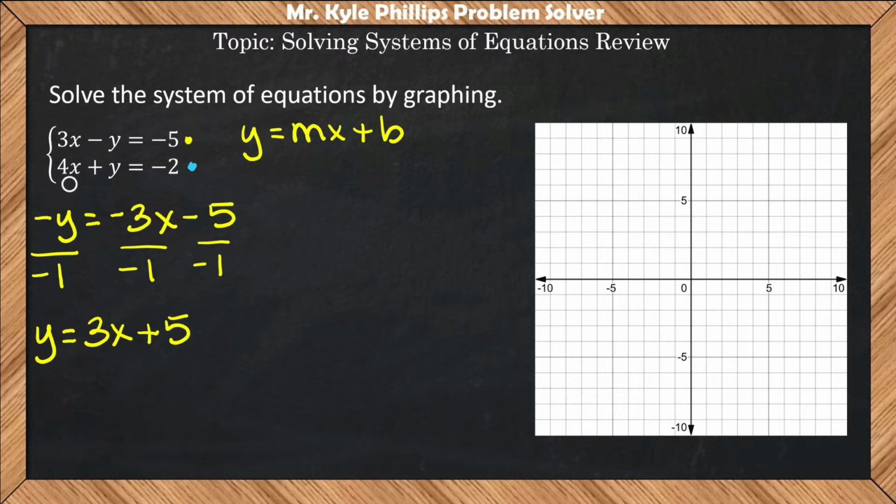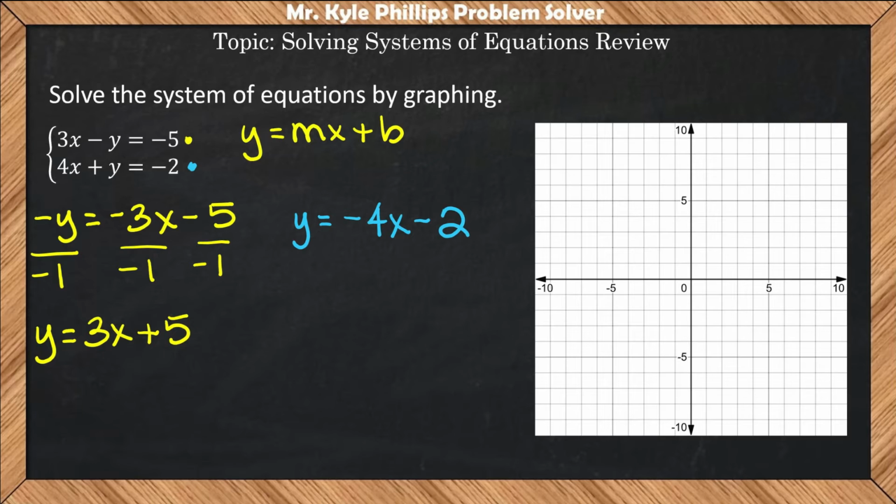Now what we'll do is we'll take our second equation and set it in terms of y equals. So we'll start by taking this 4x and bringing it over here with the negative 2. So we have y equals negative 4x minus 2. Here we have a positive y, which is exactly what we wanted. Now what we'll do is we will graph each of these equations.